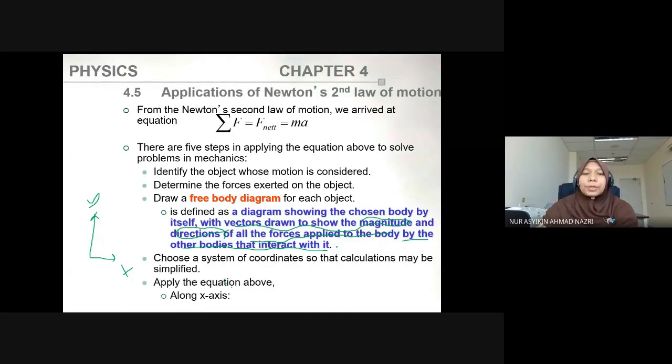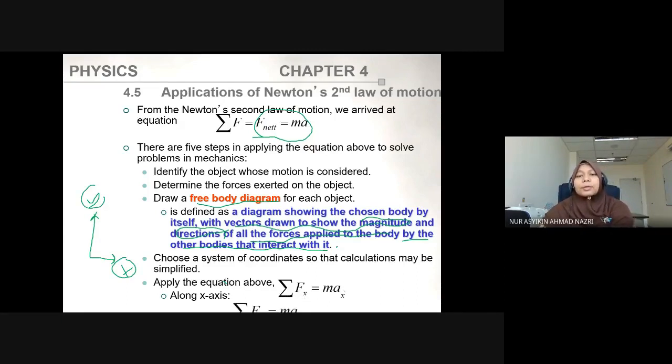Apply the equation above. Apply the equation above means the net force must equal ma. Based on the coordinate system we chose, we apply the equation above. So this coordinate system must match your vector diagram, your free body diagram. Once that is done, we apply it. On a plane of X and Y, the equation will be along the X axis and along the Y axis. If you can't see the bottom part, let me know.